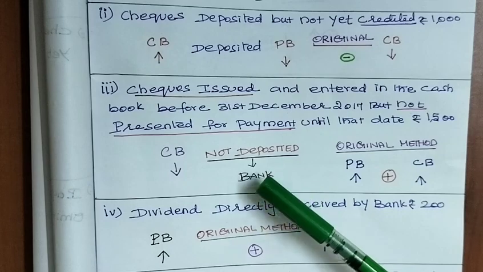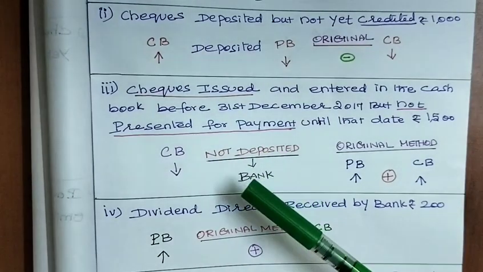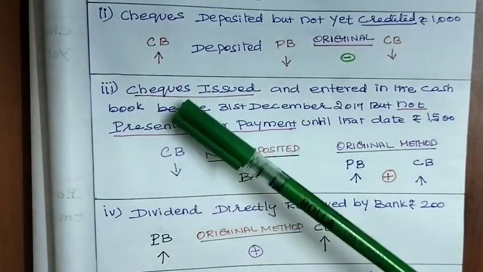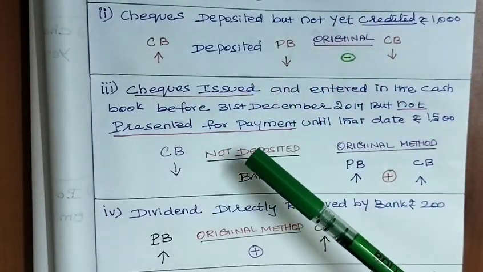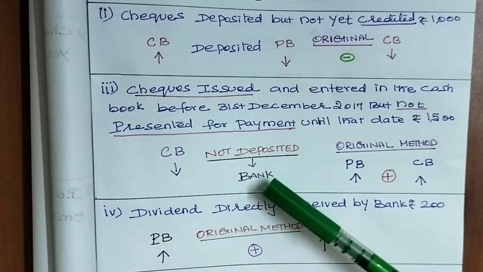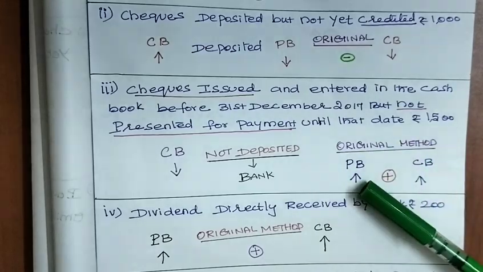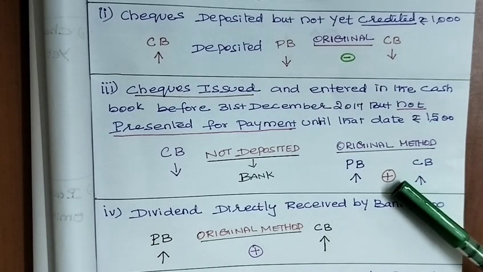Okay, but the check was not presented for the payment. The check was not deposited into the bank. The third party, when you issued the check to the third party, the third party did not deposit the check into the bank. So your bank account increased. Okay. So as per the original method, whenever passbook increases, cash book is to be increased. Okay. So this transaction is to be added.